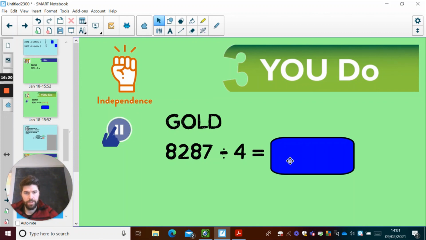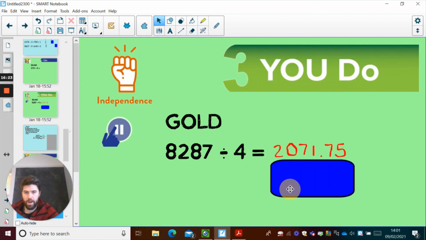So, you should have 2071.75. You might have noticed it was the same one as silver, but when we express 3/4 as a decimal, it's 0.75. Okay, so there it is.